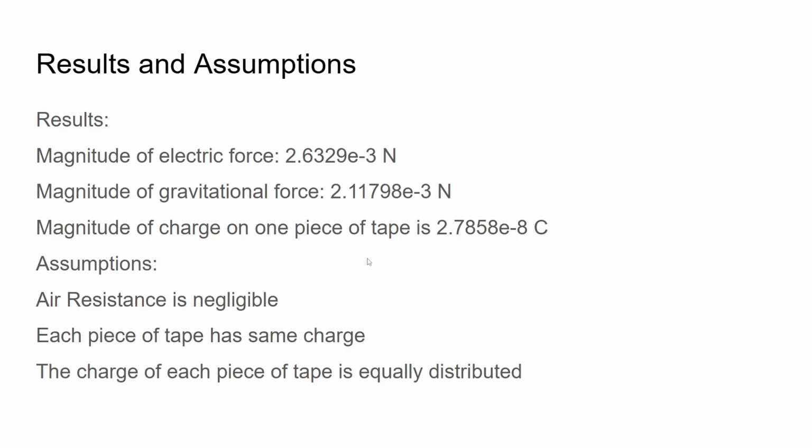Results. My model found the magnitude of electric force, the magnitude of gravitational force, and that the final magnitude of charge on one piece of tape is 2.7858 e to the negative 8 C. Air resistance is negligible, and each piece of tape has the same charge. The charge of each piece of tape is equally distributed. Those are the assumptions that make this possible.